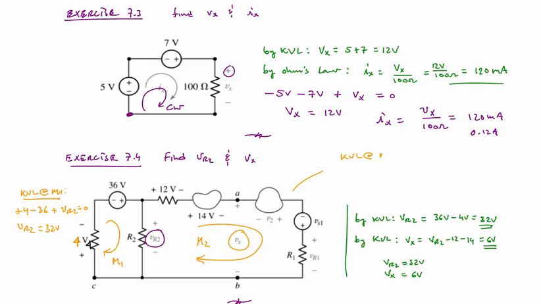at M2 around the second mesh. I'm going to have minus VR2, but I know what that is. That's 32 volts. Okay, we can go ahead and write that. We then encounter plus 12 volts for that resistor, plus 14 volts for that blob. We get minus V2 for the other blob. We get minus VS1, and we get plus VR1, and that is equal to 0.